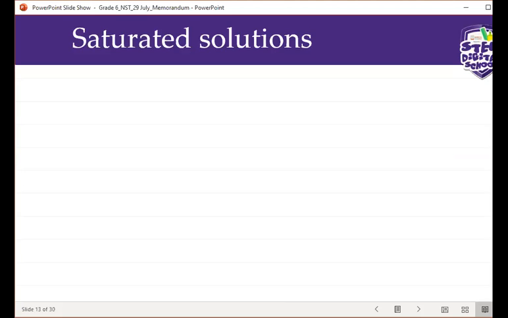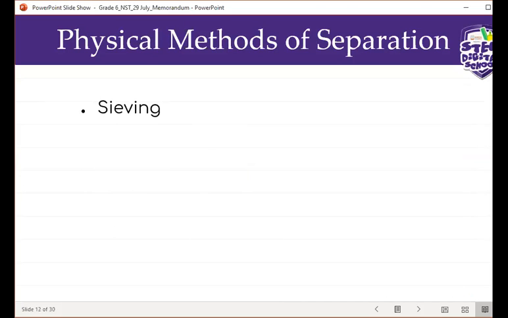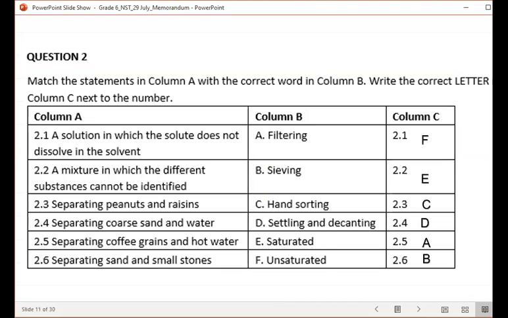All right, cool. Then saturated solutions. Mashore, I think we will get our answer here. A saturated solution is when no more solid can dissolve in a given volume of solvent. If we can just go back and see what we said, here we said a solution in which the solid does not dissolve in the solvent is unsaturated. Thank you very much for seeing that, Mashori. So guys, question 2.1, a solution in which the solid does not dissolve in the solvent is saturated, meaning that it is E. Okay, are we good? We all following? I need a response from you guys.